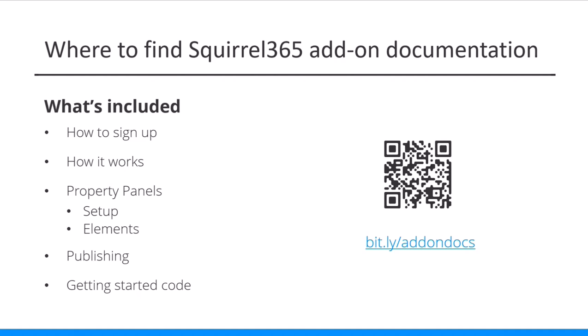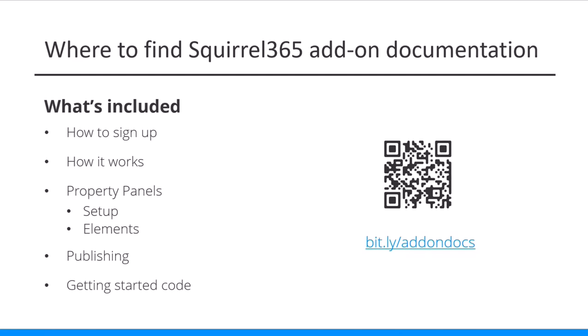Then there's some bits on property panels. We're very proud of these. The way this works is the property panels in your add-ons will look and feel exactly the same as the native components in Squirrel. We've got information that tells you how to set them up, specifically how to structure your JSON to build those panels. And then we've got an element library full of elements that you can use in your property panel, along with a whole load of customizable properties that you can change. That's all in the documentation, and we'll be using that during this demo today. So hopefully you'll get a feel of that.